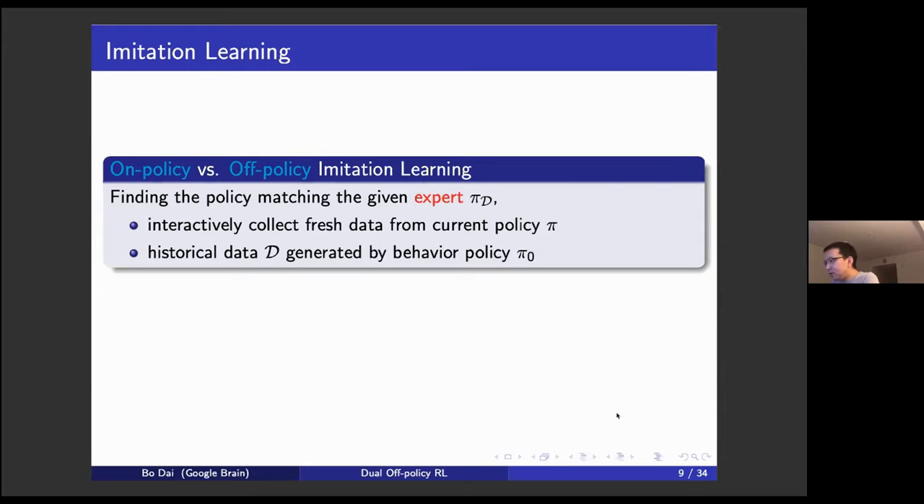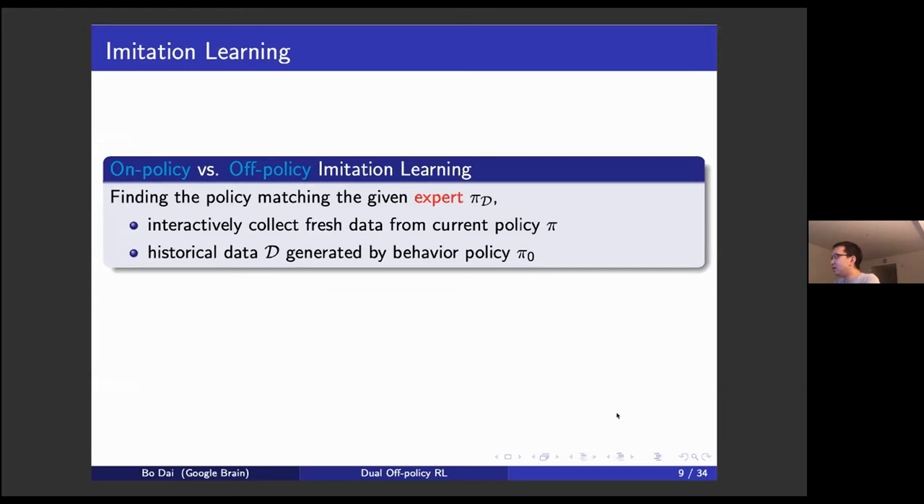Actually, this is a good question. Let's first say there is one criterion you can measure: the difference between your policy and the expert policy, because these two are probability distributions. So you can definitely use any f-divergence to measure the difference between these two policies. And so this is independent of the reward function itself.